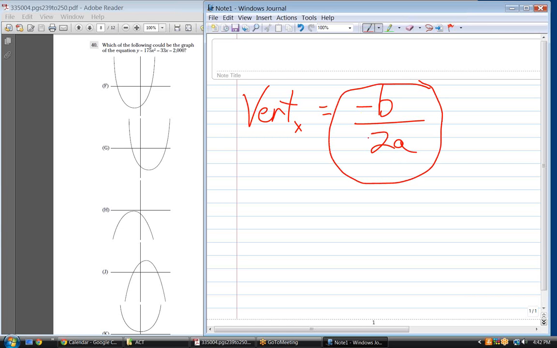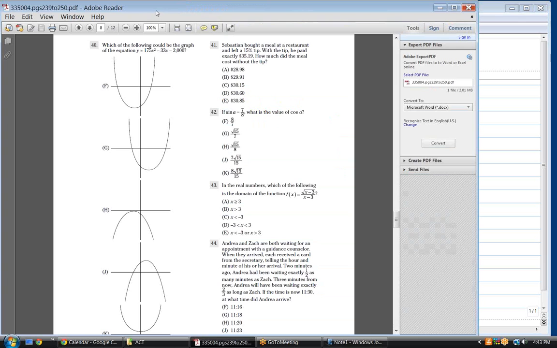In other words, since the vertex is minus b over 2a, then if the signs on A and B are the same, then it has to be to the left. If they're opposite, it has to be to the right. Yeah. That's good to know, I guess. Yeah. That's all you really need to know. You don't need to know b over 2a. You just need to know these signs. If they're opposite, then that vertex is to the right of the y-axis and the other way around.